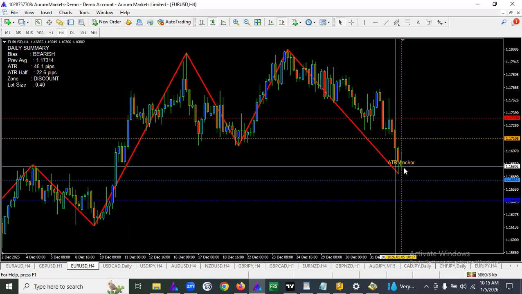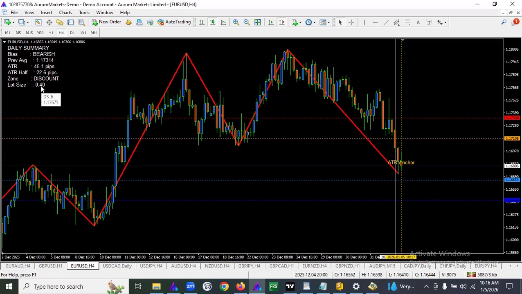Euro USD is bearish, but we need to see price do a pullback to this area before we take the sell trade. Now, this indicator will also tell you the lot size you should apply on the trade. Now, this is a $10,000 demo account, and the risk is fixed at 50 pips.